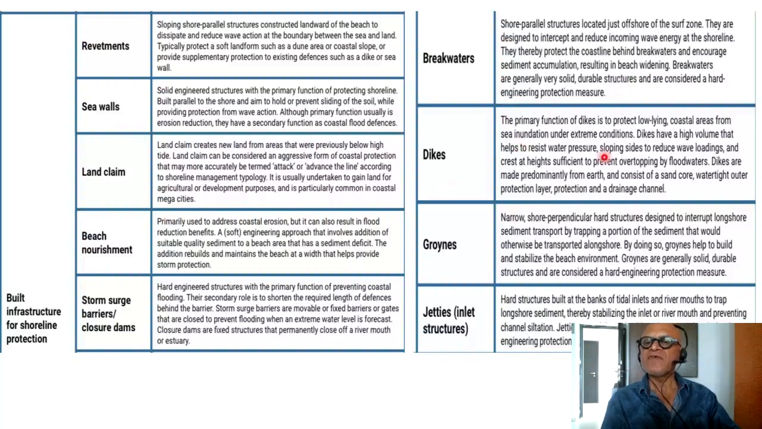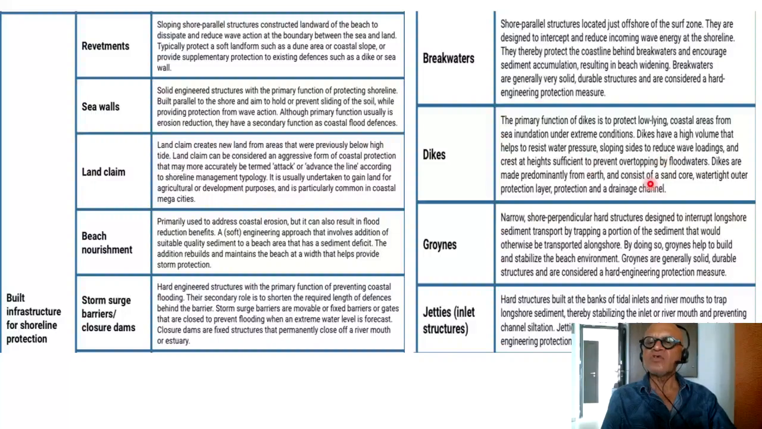Dikes. The primary function of dikes is to protect low-lying coastal areas from sea inundation under extreme conditions. Obviously, the Netherlands is famous for its dike stories. The boy who protected the city by sitting there when the dike was broken, and so on and so forth.